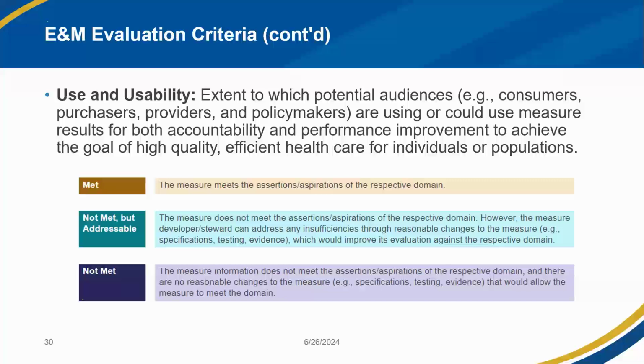If a measure is new and submitted for initial endorsement, the use and usability domain is looking to see that there's a plan for using the measure in the near future. And if the measure is used, are there improvements that are happening over time or any unintended consequences?